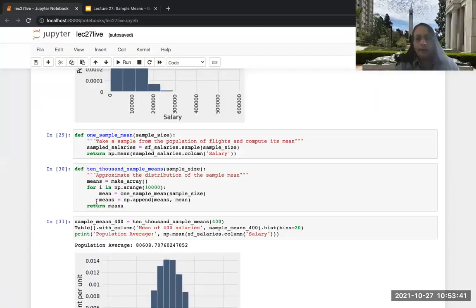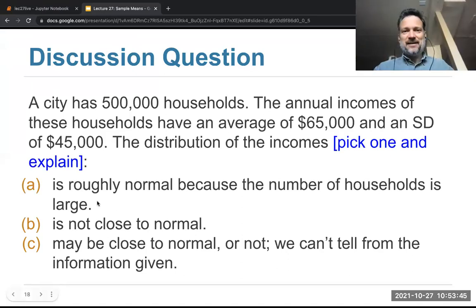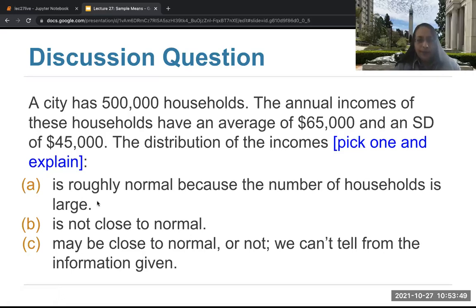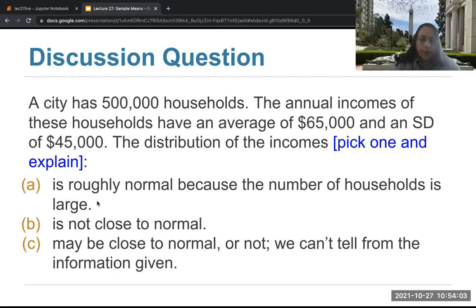Wait, hang on. Can I disagree? Please. So I'm looking at this distribution, and it has an average of 65,000 and an SD of 45,000, and I feel that we never use that. I think we should use it. We don't need Chebyshev.